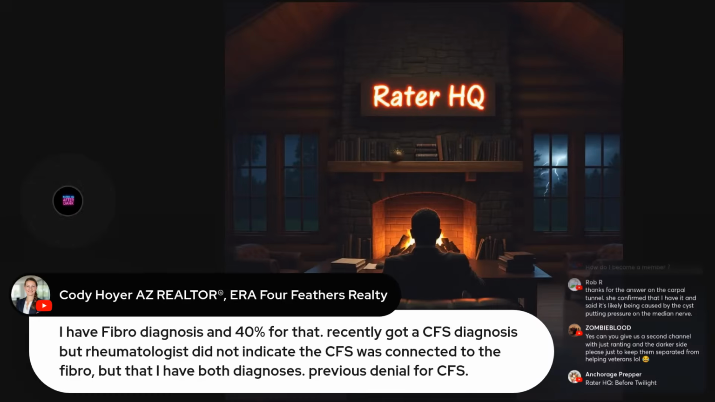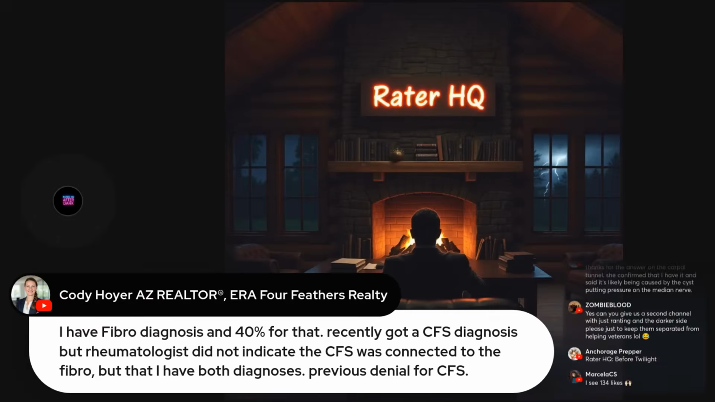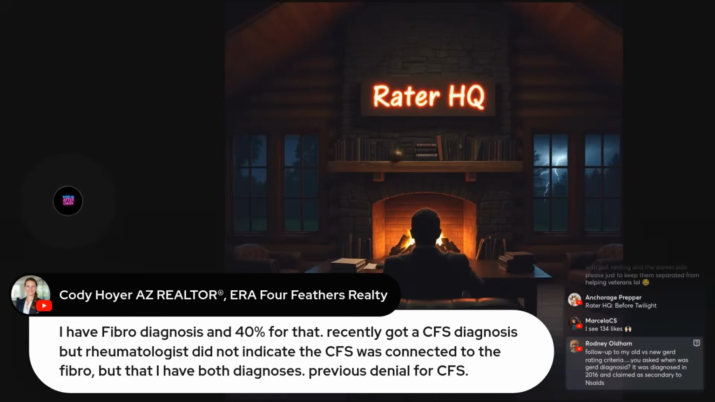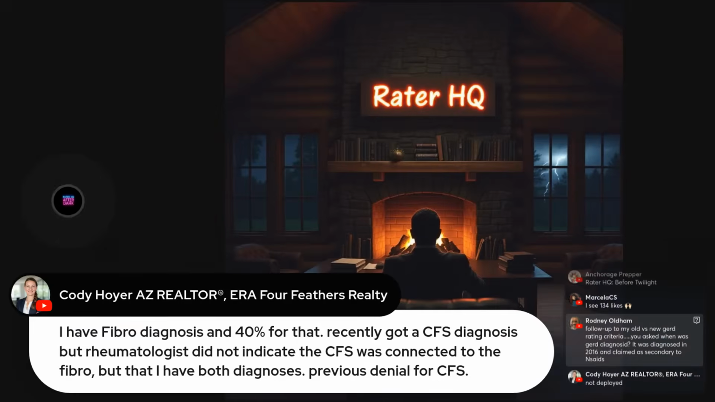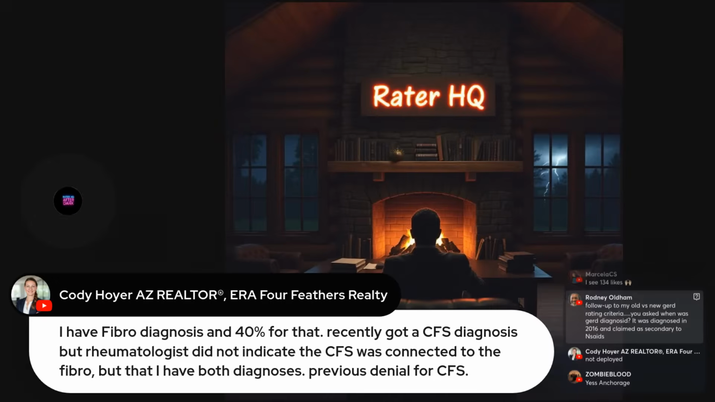If you got fibro service connected under 38 CFR 3.317 MUCMI, chronic fatigue syndrome is also a presumptive for that. So you wouldn't need to do secondary. You would just claim it under 38 CFR 3.317. I don't know if that helps you or not. Then it should be under the old system, Rodney. Should be under the old system.